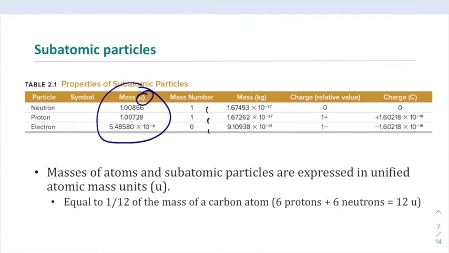And the masses of atoms and subatomic particles are expressed in unified atomic mass units, equal to 1/12 the mass of a carbon atom. And that's because carbon has 6 protons and 6 neutrons, so it works out nicely. This is done for convenience. We create this unit, u, so we don't have to deal with exponents like this in our periodic table and in comparing numbers. It's really for convenience. Okay?